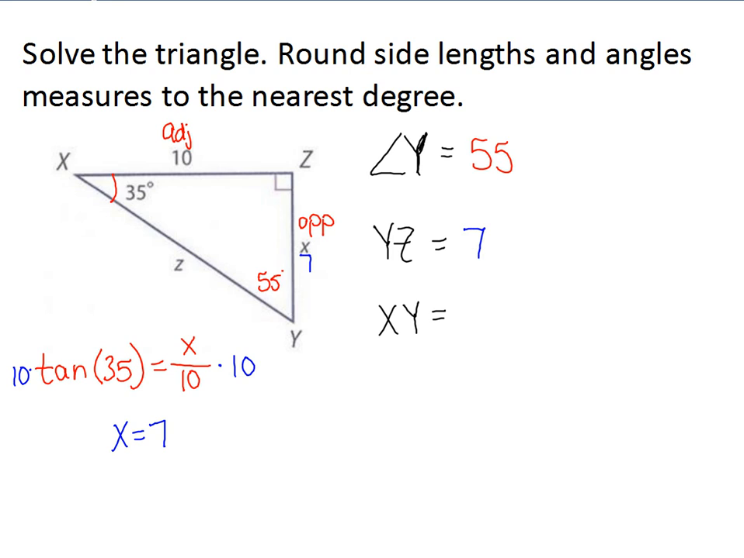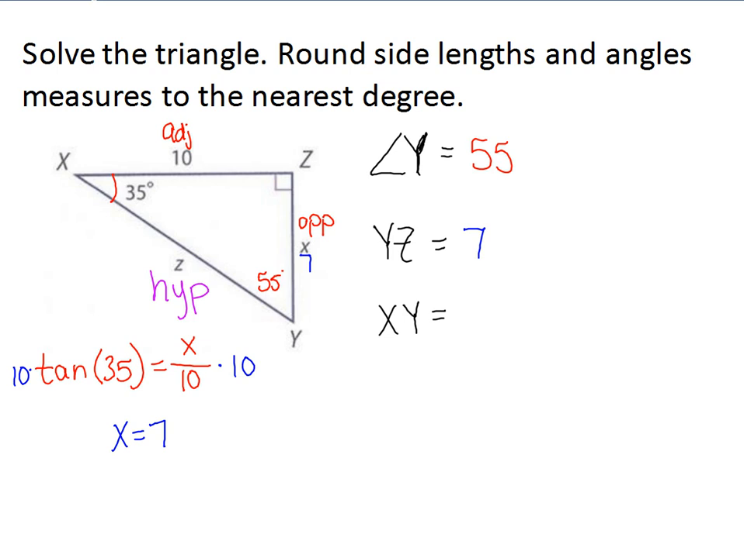When you go to find the length of side XY, you have two different methods you could use. You could do Pythagorean theorem at this point: a squared plus b squared is equal to c squared, where z is going to be your c since it's across from the 90 and it's the hypotenuse. Or you can do a second trig function.